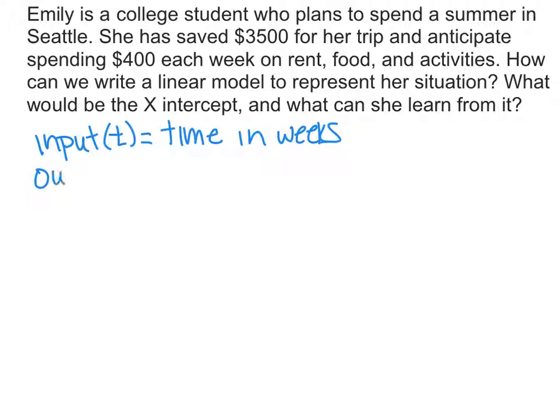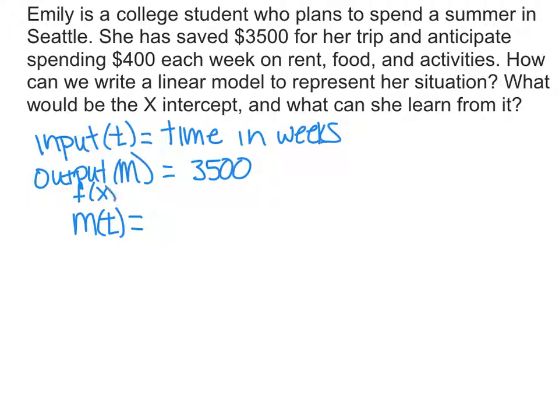The output is money, so I'll use an M. And we also know that she is starting with $3,500. So if I was going to make a model to represent this, I would say money in terms of time equals, or if you prefer f of x, you can use f of x, knowing that this is x and this is the function. So we know she starts with $3,500.